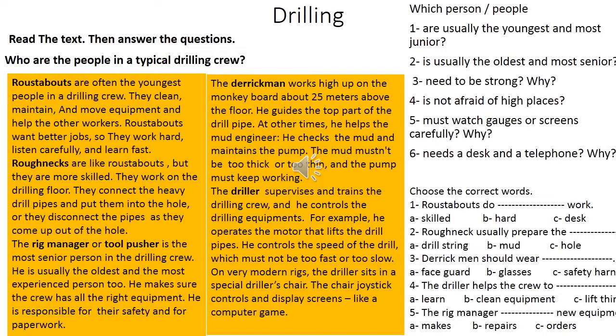Number 4. Which person or people is not afraid of high places? The answer is the derrick man. Number 5. Which person or people must watch gauges or screens carefully, and why? The driller, because he controls the speed of the drill, which must not be too fast or too slow.